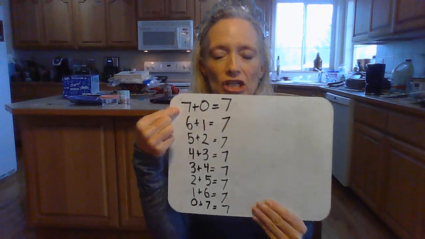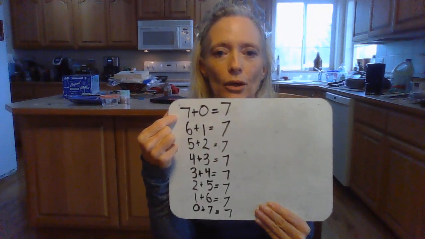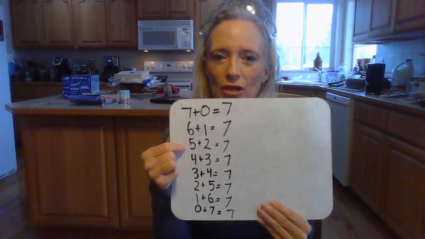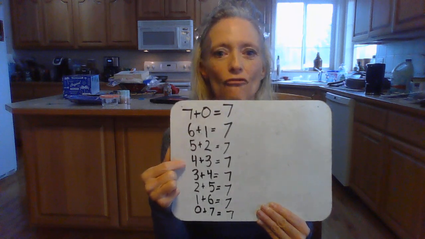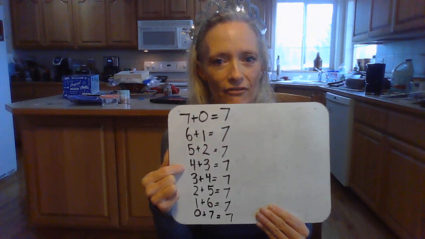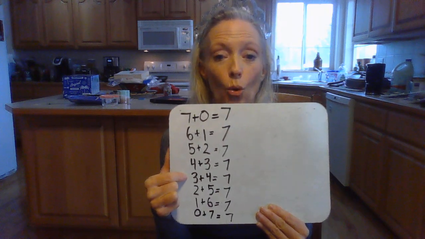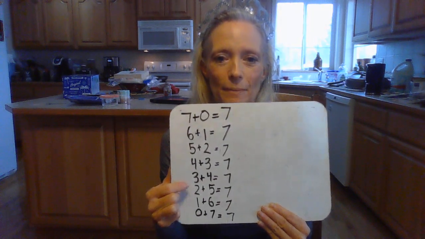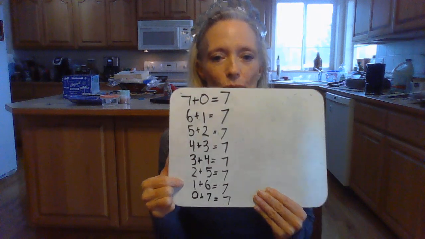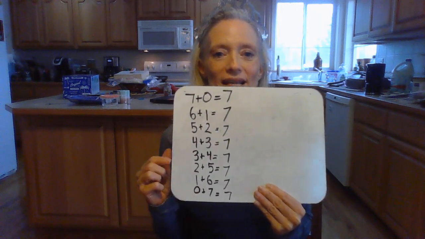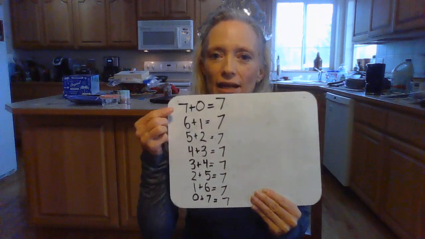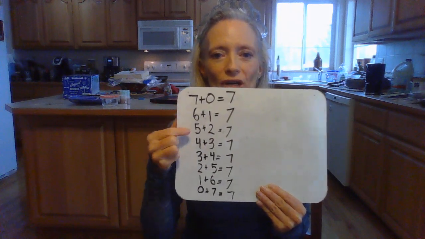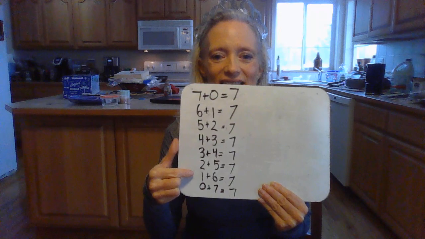Let's say our equations together. 7 plus 0 equals 7. 6 plus 1 equals 7. 5 plus 2 equals 7. 4 plus 3 equals 7. 3 plus 4 equals 7. 2 plus 5 equals 7. 1 plus 6 equals 7. And 0 plus 7 equals 7. Now let's count and make sure we have 8 different equations. 1, 2, 3, 4, 5, 6, 7, 8.